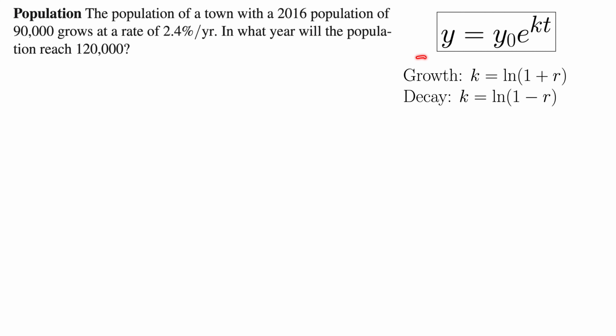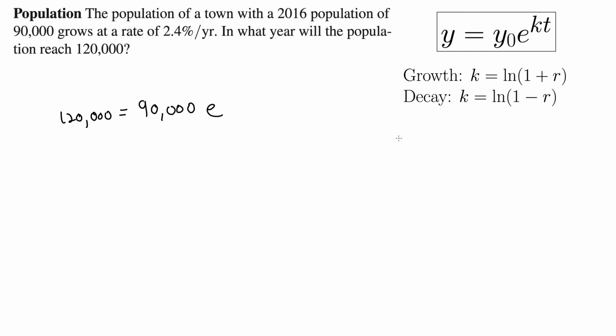Well, this example is certainly population growth, so we'll use the plus version of this. And let's start putting things in. See what we have. So we start with a population of 90,000. That's going to be our y naught. And we're ending with a population eventually of 120,000. Okay, there we go. E to the k.